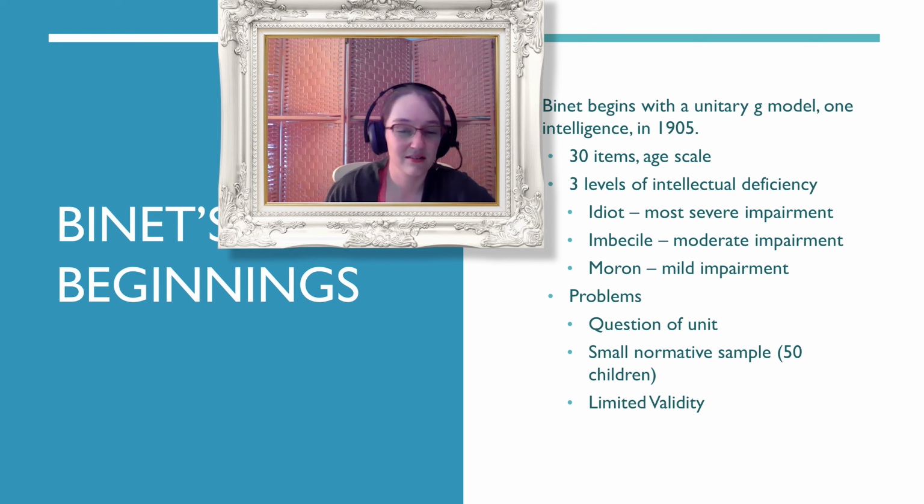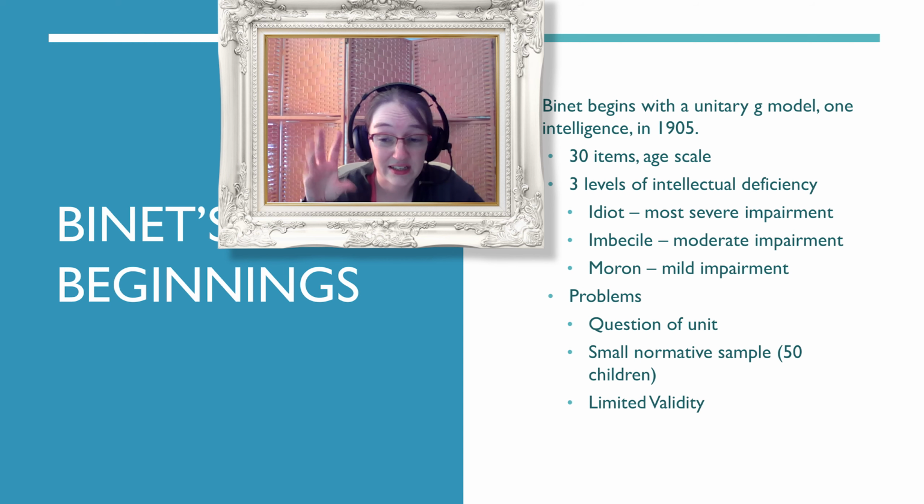So Binet started with a unitary G model, so one measure of intelligence. It had 30 items, and it was age-based. So they had 3 levels of intellectual deficiency that they tried to classify people as. These are the terms they used: idiot, well, the French version of it. Idiot was the most severe impairment. Imbecile was moderate impairment, and moron was only mild impairment.